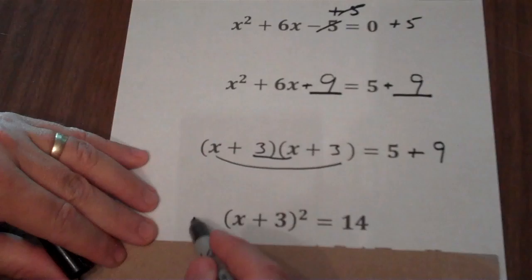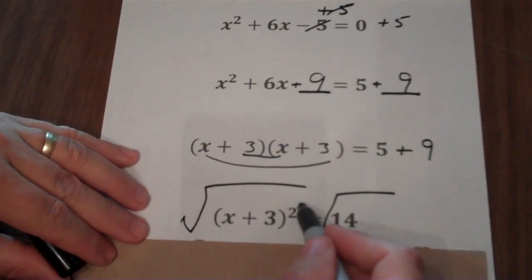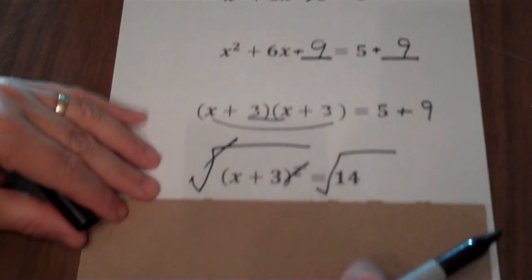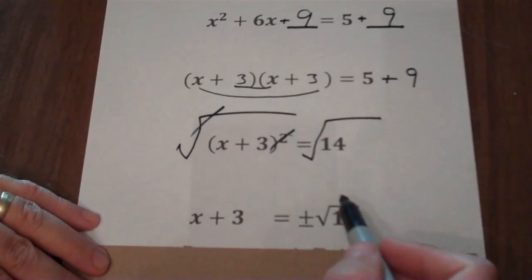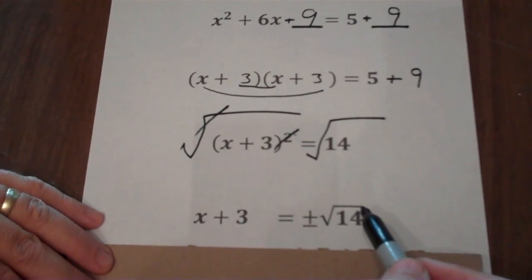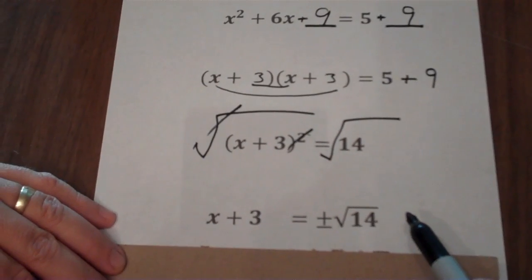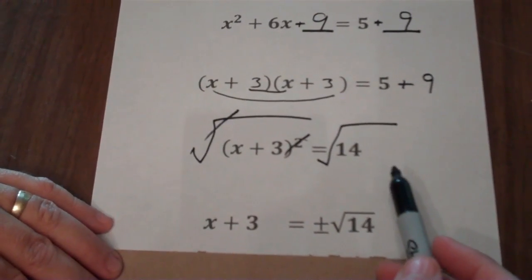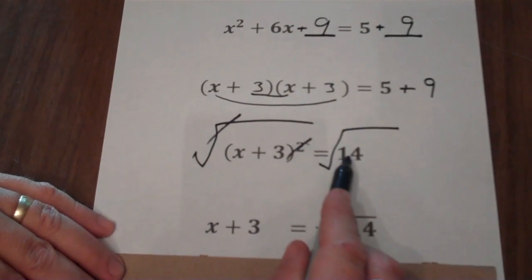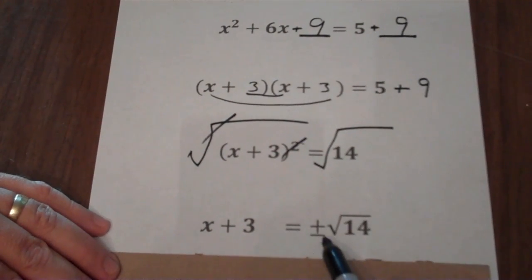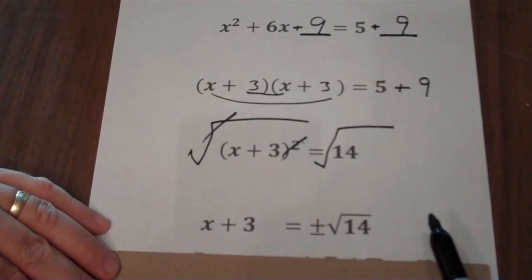Now what I'll need to do is take the square root of both sides of my equation. On the left side, the square and the square roots simply cancel, and I have x plus 3. On the right side, I can't take the square root of 14, so I'm just going to leave it as the square root of 14. But remember, this could be either negative or positive, because a negative number squared would also yield 14. So I will list this as either positive or negative, the square root of 14.